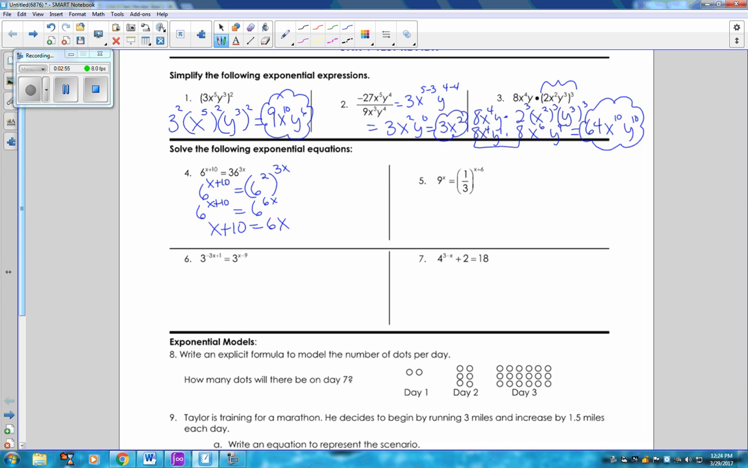Now I'm going to subtract this x from each side, so I can get the x's on one side. I'm going to bring it up here. That leaves me with 10 equals 5x. Now divide each side by 5, and you get 2.